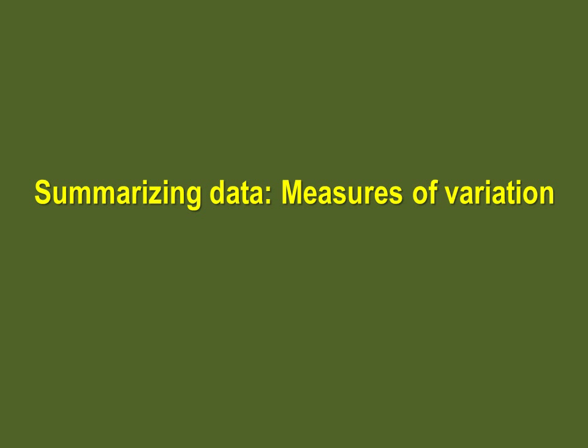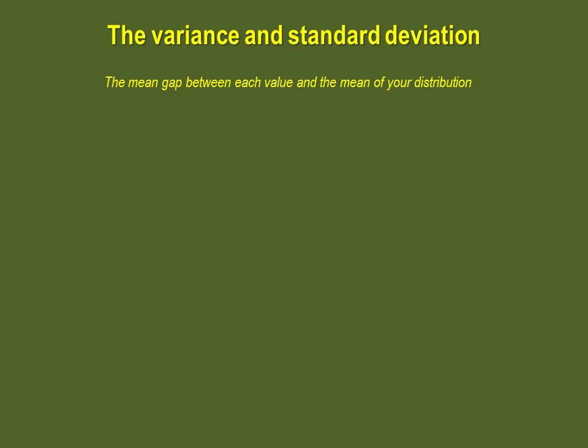Let us move on to the two other measures of variation for a given distribution. The second and third variation measures are the variance and the standard deviation. Very grossly stated, these are the mean gap between each value and the mean of your distribution. We'll come back and make that more precise after we've been through all the steps to calculate it.